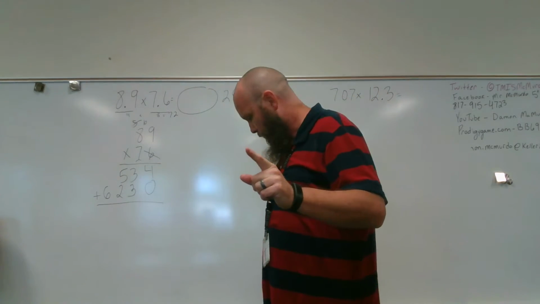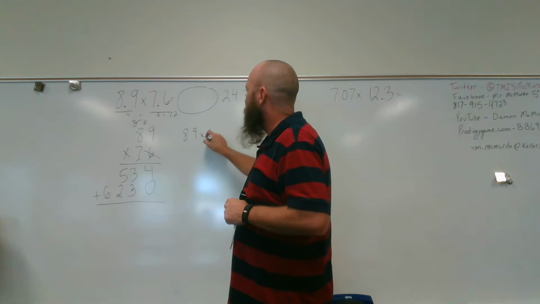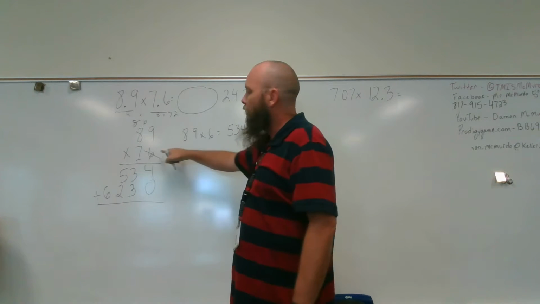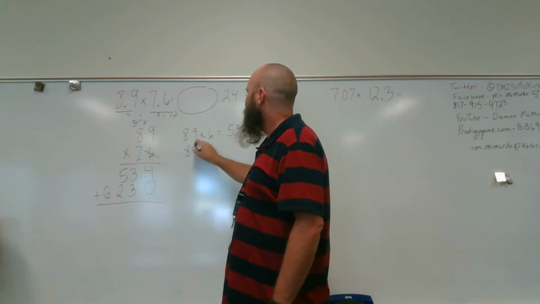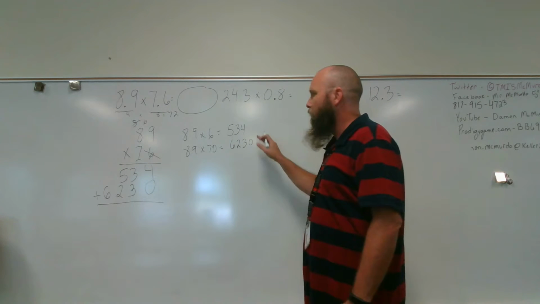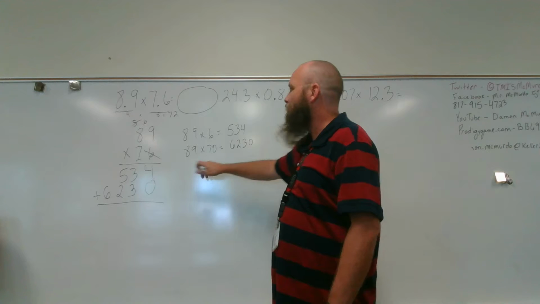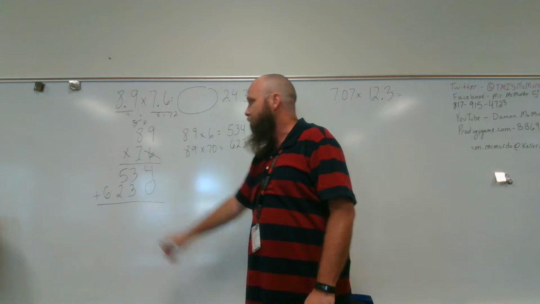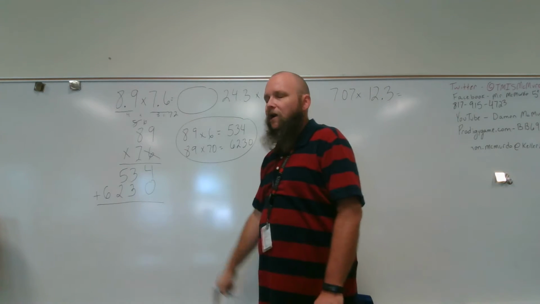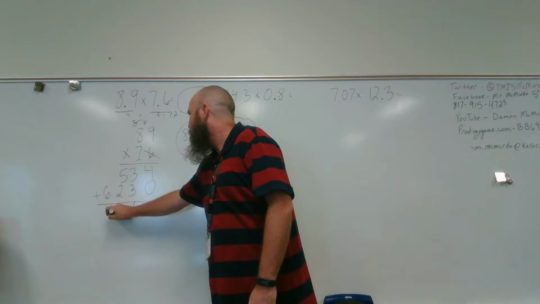What we just did is we took 89 times 6, because that 6 is in the ones place, and that equaled 534. Then we took 89 times 70, and that equals 6,230. So 89 times 6 was 534. 89 times 70, because that 7 is in the tens place, is 6,230. So if you wanted to break it into parts, you could have done it that way. We find our sum of these two products, which I have a 4, a 6, a 7, and a 6.